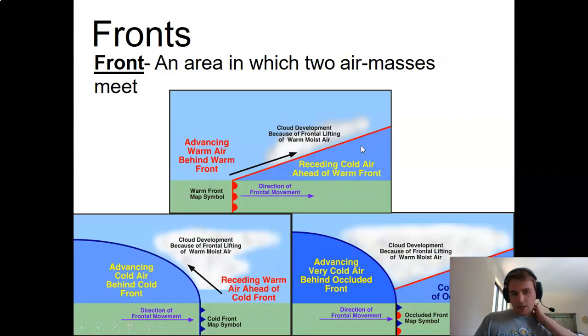Okay, and just as an example, here's our cold front picture right here. So we've got a cold air mass coming through, and the warm air that's in front of the cold front, as the cold front comes in, it pushes it up over top of it and forces cloud development to happen.